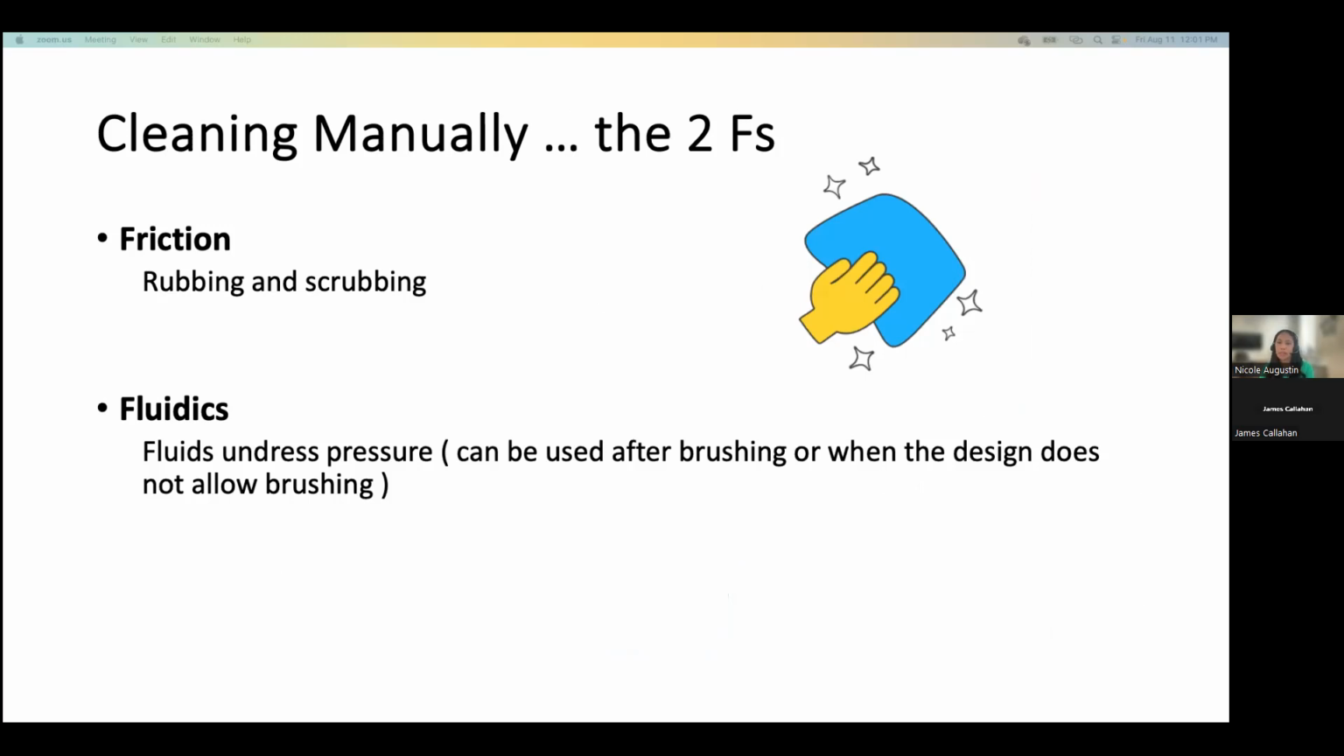Cleaning manually, remember the 2 F's, friction and fluidics. Friction is the rubbing and scrubbing, aka elbow grease, the old school way of cleaning. When I think of friction, I think about cleaning my bathroom. Fluidics are fluids under pressure, can be used after brushing or when the design does not allow brushing. What this means is if there's an area where a brush can't reach, you can run fluids in high pressure. This reminds me whenever I have to clean a dirty straw and I don't have the brush that can fit in that straw.